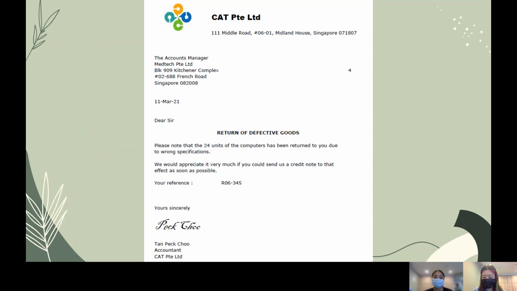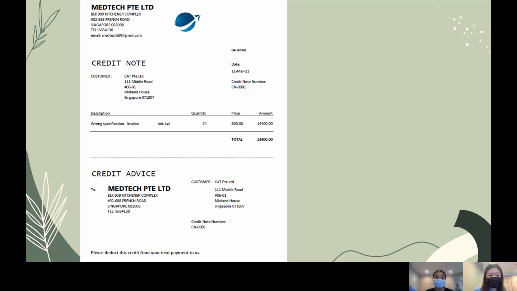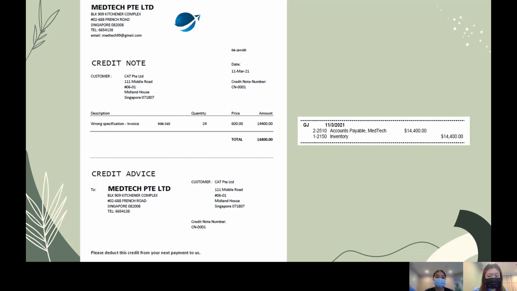So my first example of a source document is on the 11th March 2021. Our company, Cat Private Limited, had received defective goods, which were 24 units of computers that were wrongly specified, and had sent it back to the supplier, MedTech Private Limited. In the source document shown, Cat had requested for a credit note from MedTech. In the next source document, we received the credit note from MedTech Private Limited, reducing the amount of money we must pay them back. Hence, the accounts affected are accounts payable from MedTech and our inventory.